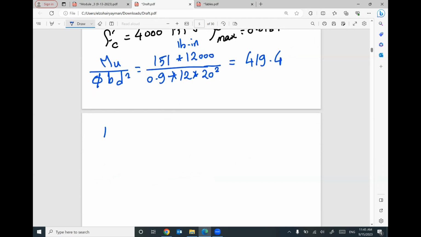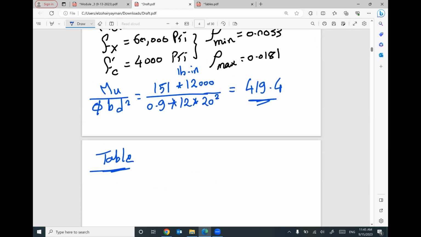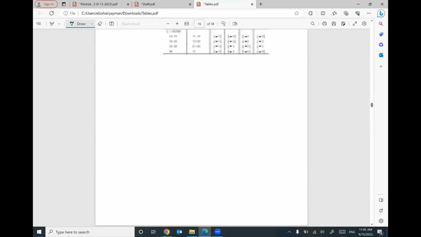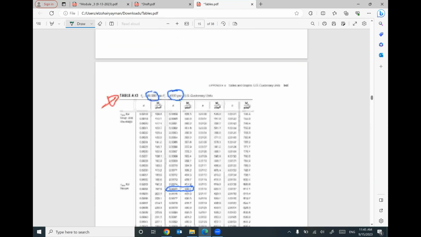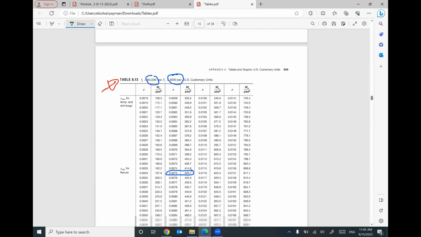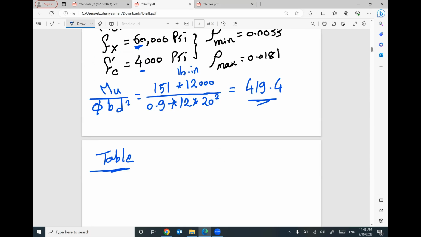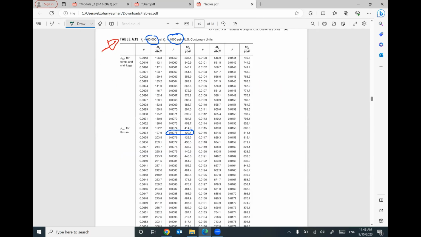Then I will open my table. I'm going to use the table for 60,000 and 4,000, so I need to go down, down, down. This one, 60,000, 4,000. We are good here. This is the table, 60,000, 4,000. This one and this one.